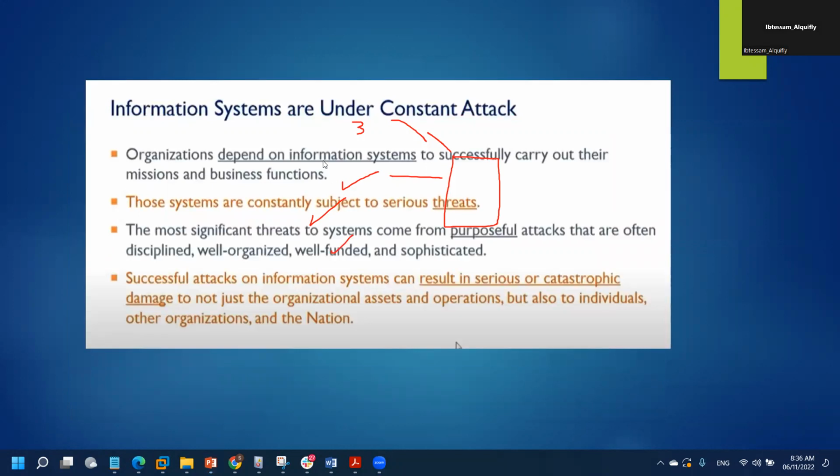So again, why will they hire you? What is the business motivation? What is the business driver to hire someone? It is because organizations right now are really relying heavily on information security.